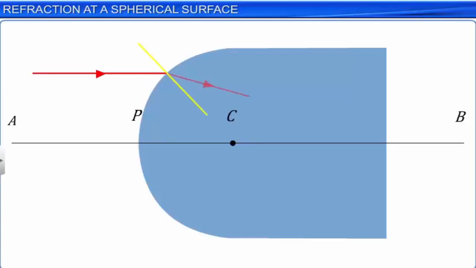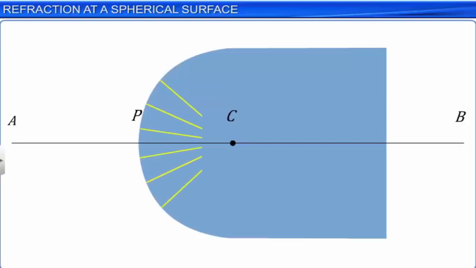Normal to the spherical surface at any point can be drawn by joining the point to the center of curvature C. For example, if P, M, and N are three different points on the spherical surface, then PC, MC, and NC are the three normals at the 3 points mentioned.